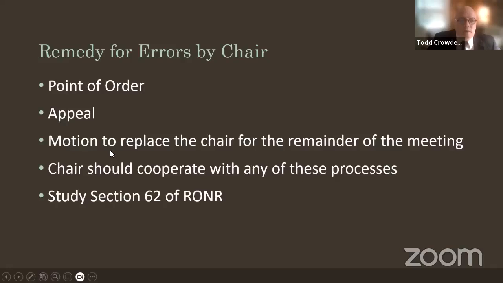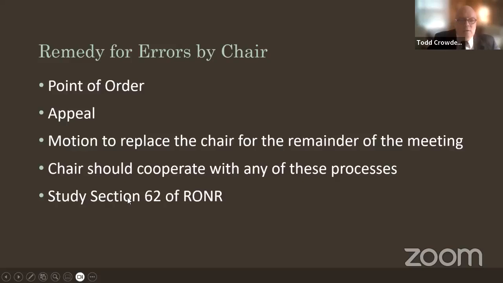Another motion that can be made for a chair who isn't doing what he's supposed to do is a motion to replace the chair for the remainder of the meeting, sometimes called a motion to vacate the chair. That takes a two-thirds vote. And if it is adopted, then you would immediately elect a temporary chair for the remainder of the meeting. The chair is supposed to cooperate with any of these processes. He is not supposed to say, well, you're trying to kick me out, I'm not going to recognize that motion. He is supposed to recognize even a motion for that.